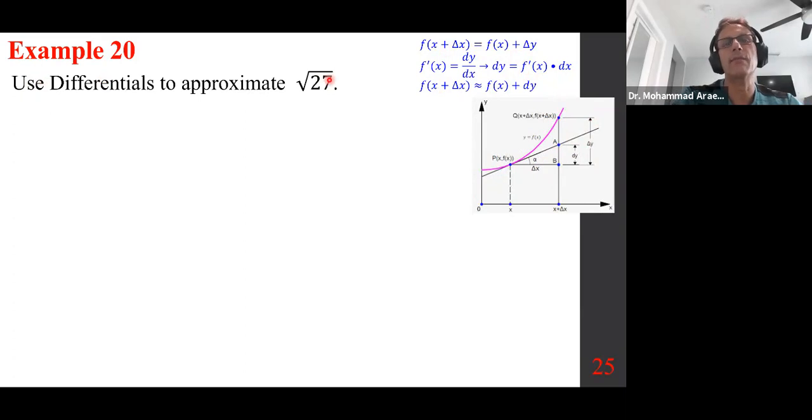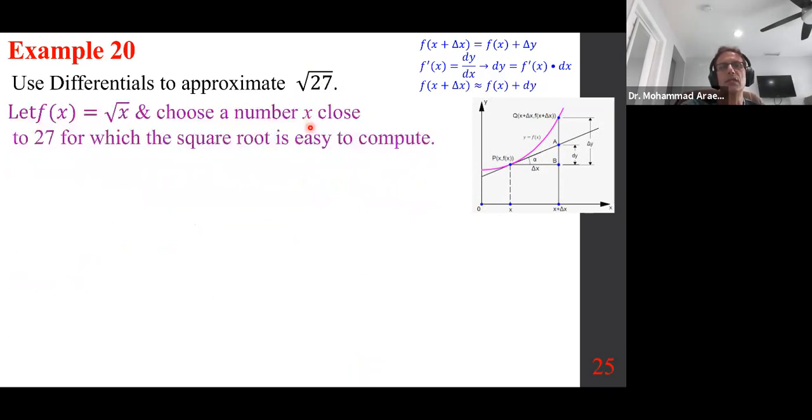So for a case like that, number one, you need a function. Because we want the square root of 27, the function would be f of x equals square root of x. You have to write that. Let f of x be square root of x. You have to choose a number close to this such that we know the square root of that easily. For that, obviously, the closest number to 27 is 25, because we know the square root of 25 is 5. And from 25 to 27, that gives us delta x or dx of 2.